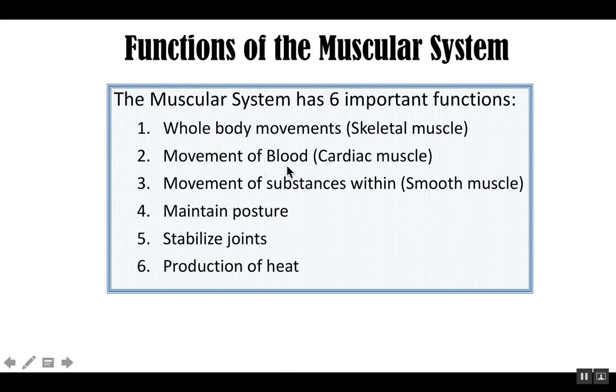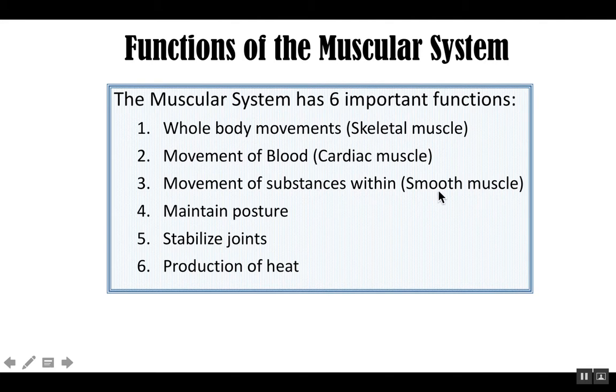Number 2, movement of blood. That's obviously done using your heart, so that would be a function of your cardiac muscle, which we typically hold off on until we get to A&P 2 and study the heart and how it works.